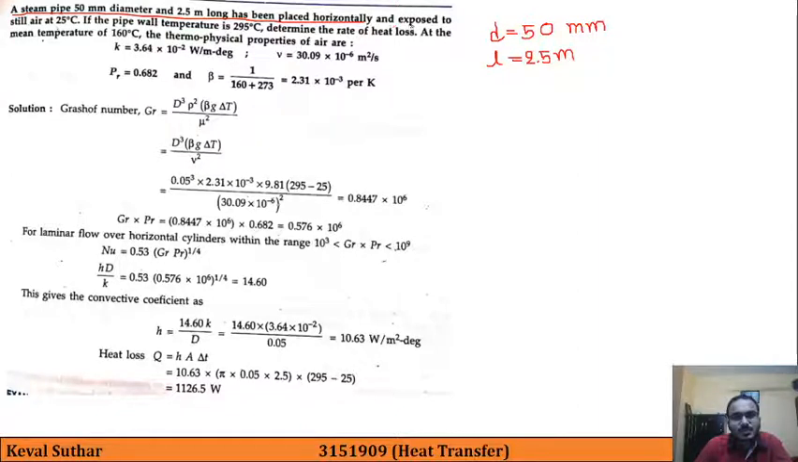and it is exposed to the still air that is at 25 degrees Celsius. So we are given environmental temperature, and the pipe wall temperature is given as 295 degrees Celsius. Determine the rate of heat loss at the mean temperature of 160 degrees Celsius, so we are also given the mean temperature as 160 degrees Celsius.